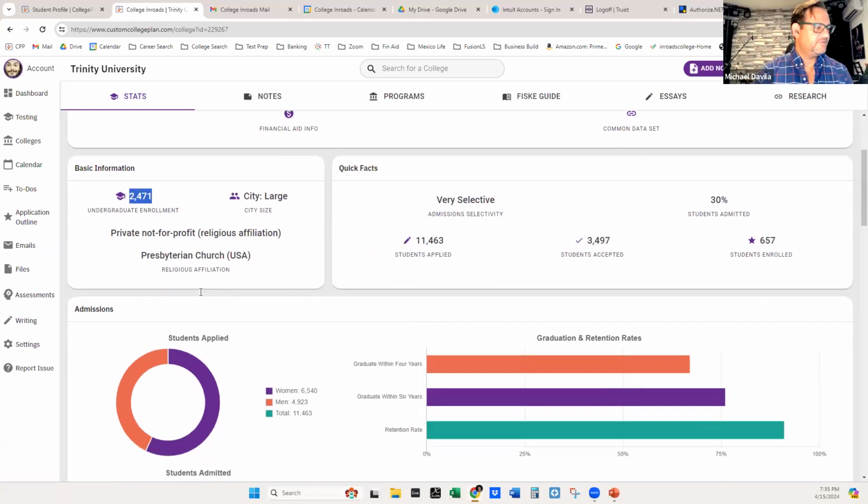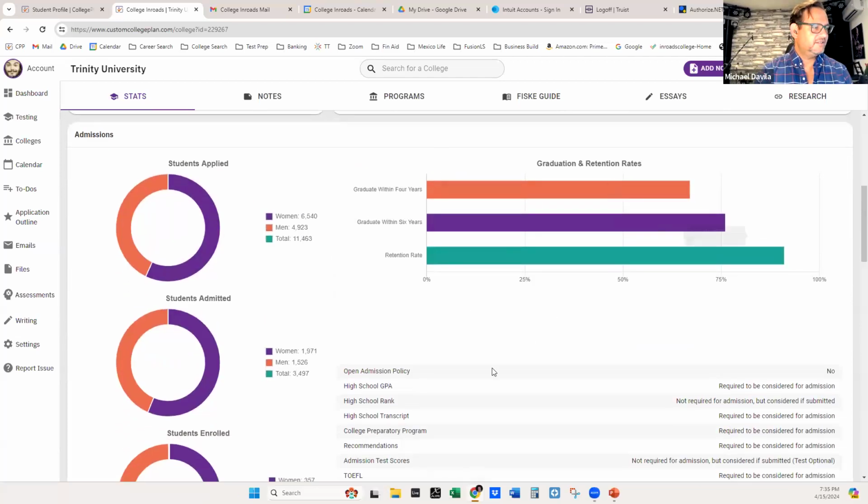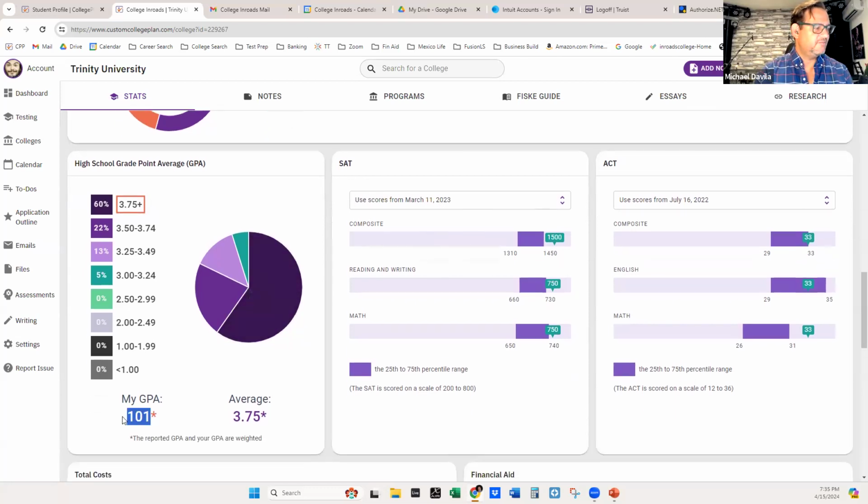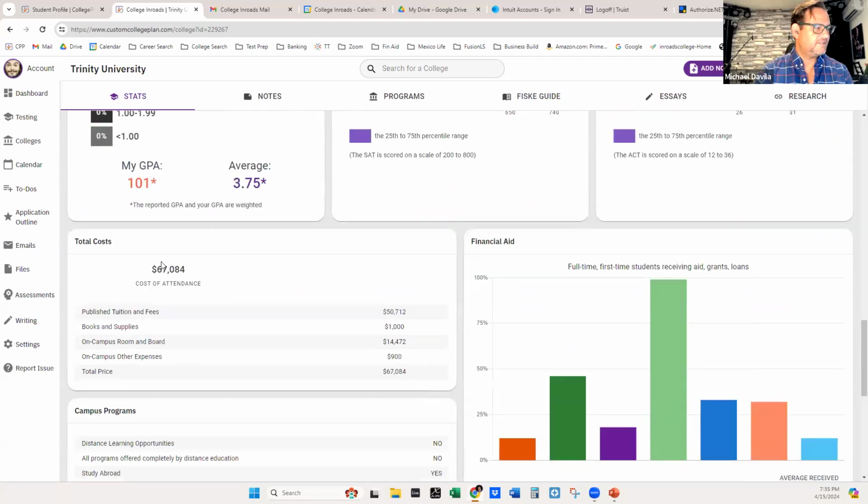Here's their undergraduate enrollment. You can say a little bit about the student body. Joe's looking really good compared to other students at Trinity in terms of the SAT. So we're positioned in the upper quarter. That looks really nice. His GPA is 101. Yeah, so these are weighted GPAs. And this student's in the upper 60 percentile of students that gained acceptance.